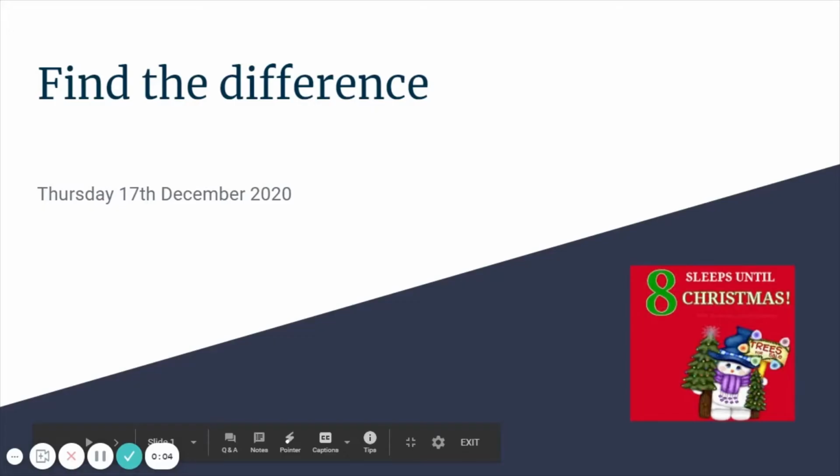That was super speedy, well done. Let's see what we're doing today. So today in maths, we are going to learn how to find the difference between amounts of money. Today is Thursday, the 17th of December, 2020, and that means it's only 8 sleeps until Christmas.